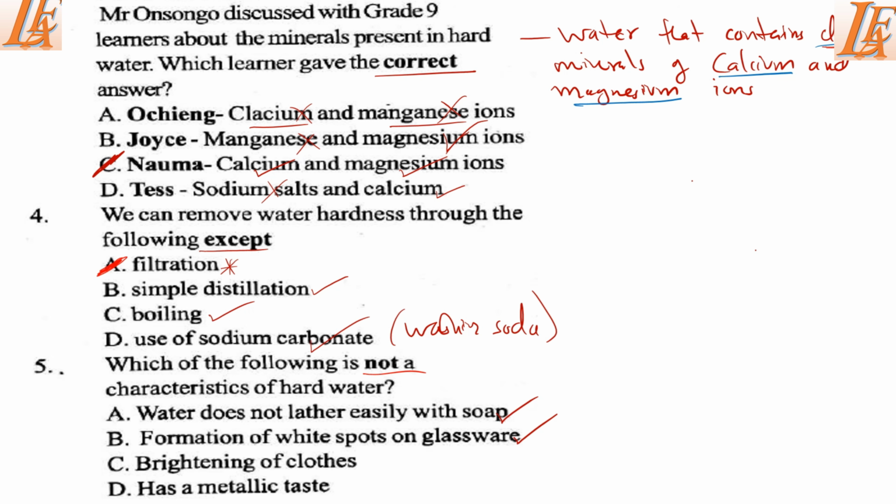The other one, number C, is brightening of clothes. This one is wrong. Hard water does not brighten clothes. It's only soft water which can do that. Then the last one, D, hard water has metallic taste. This one is correct. Hard water tastes metallic. So in this case, we are asked which one is not a characteristic of hard water, and the answer is that hard water brightens clothes. This one is a property of soft water.